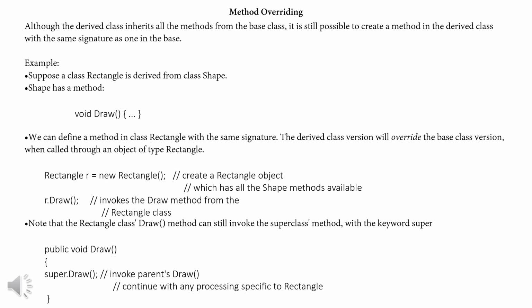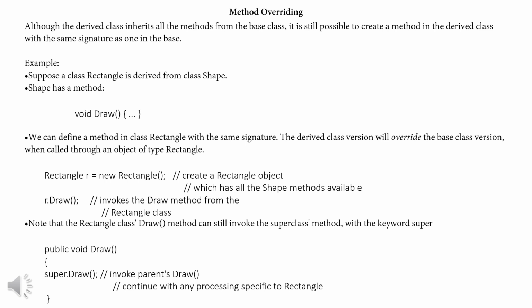And when we create an object of the first class, the superclass, and we call, for example, method X, then the method inside the superclass would be invoked. And if we create an object from the subclass, then the method inside the subclass would be invoked if we call that method.